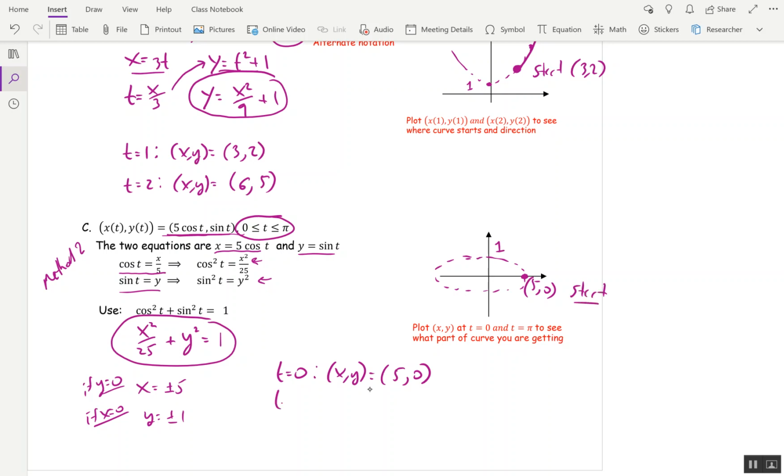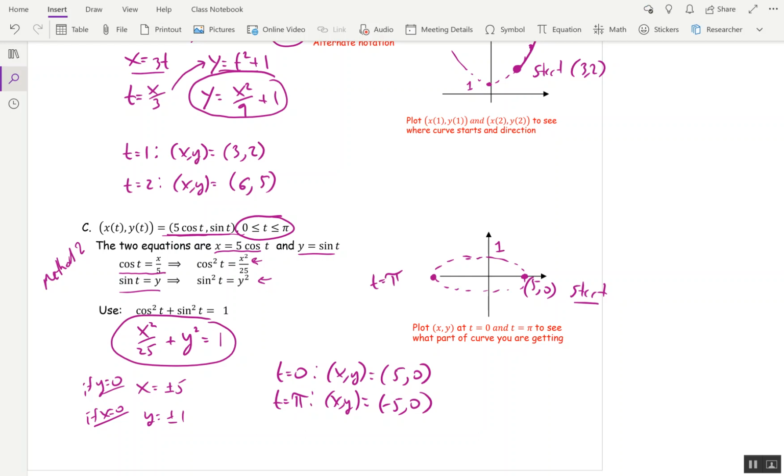Our ending point is at t equals pi. That's going to give us (x, y) equals, let's see, cosine pi is -1, so -5. Sine pi is 0. So this is our ending point. Now, there are two ways to get from that first point to the second point. One way would be the top route, and the other way would be the bottom route.